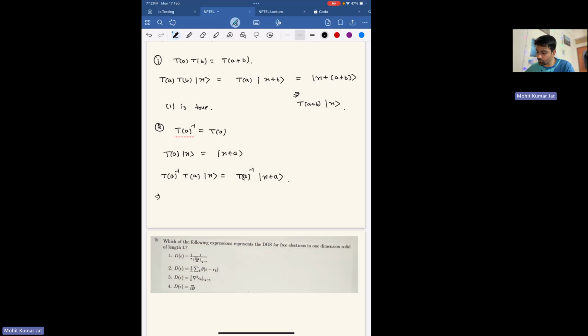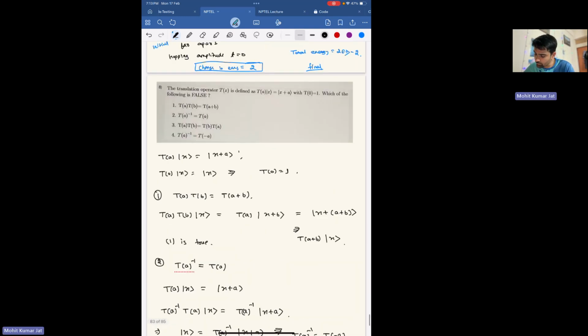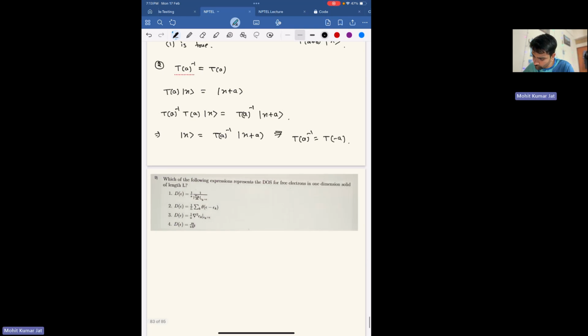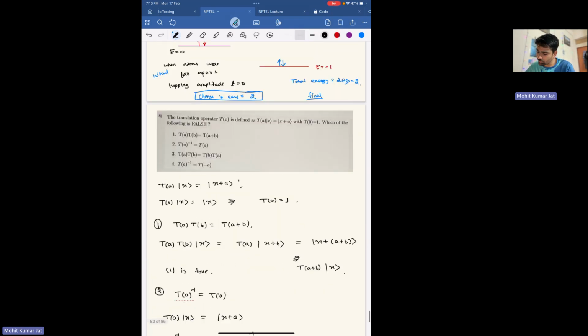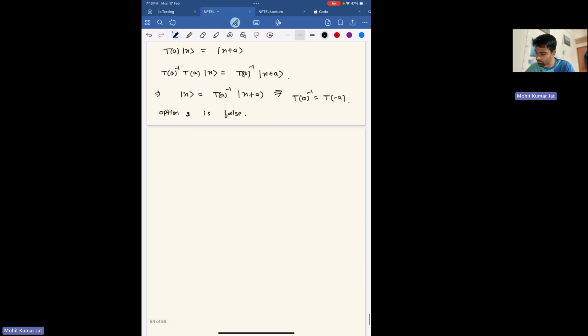TA inverse TA will be 1. That's what the inverse means. So x is equal to TA inverse of x plus a. This implies TA inverse is equal to T of minus a. But this gives TA inverse not equal to TA, so this is false. Option 2 is false. So this is the correct answer for this question, but we'll have to rule out the others also. So I will do it for completion.